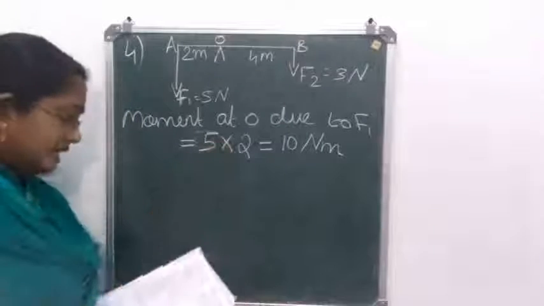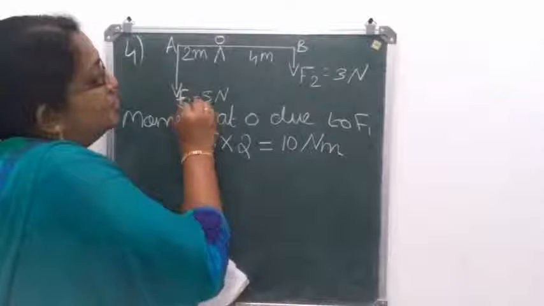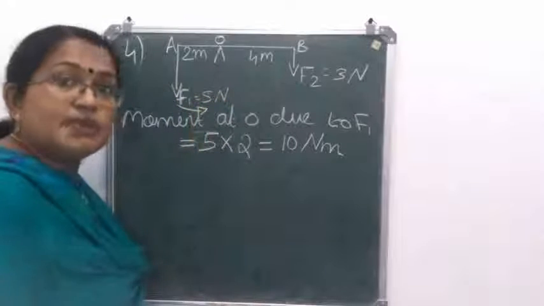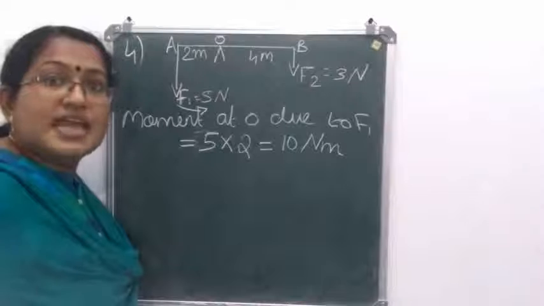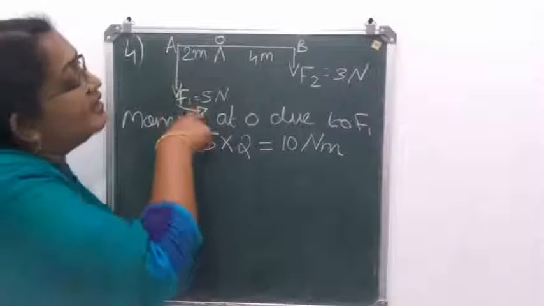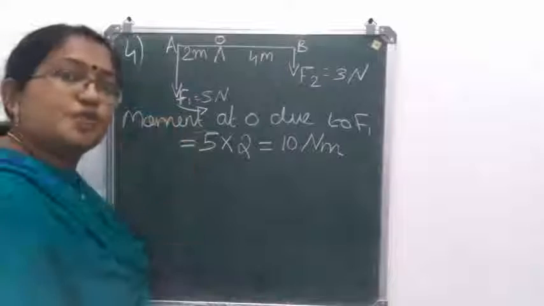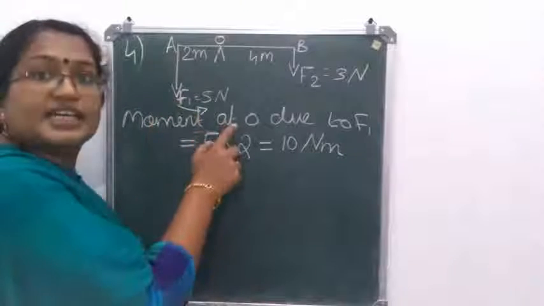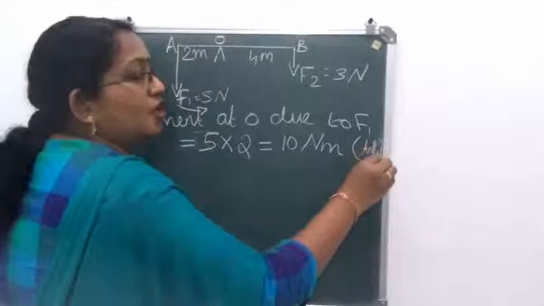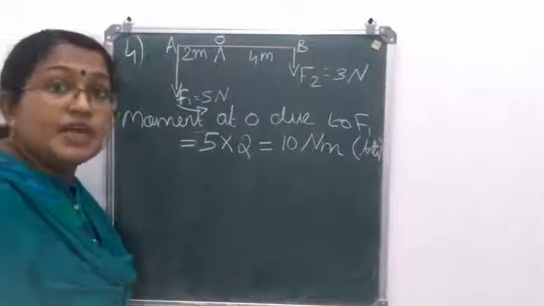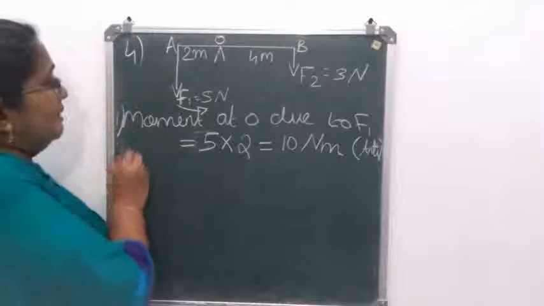Now second question, and what about the direction? In which direction, due to the force F1, a moment of force is produced, and in which direction will this moment of force try to turn this object? In this direction. That means it acts in the anti-clockwise direction. Okay. So it acts in the anti-clockwise direction. This is question number 1.